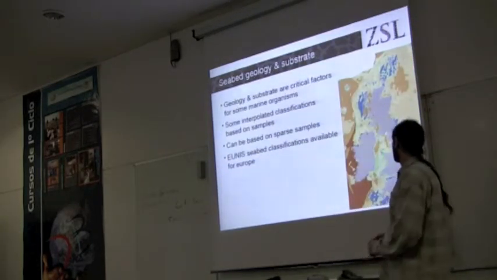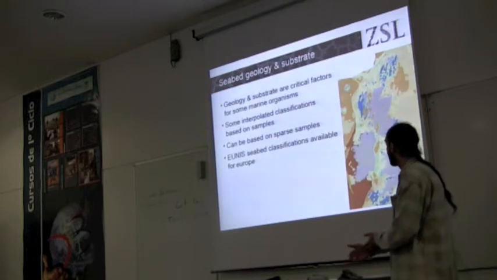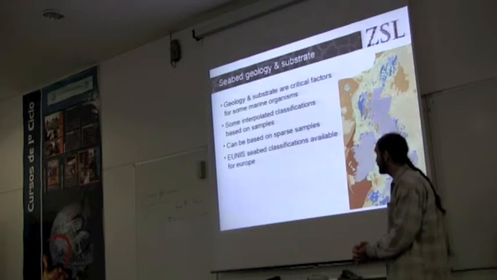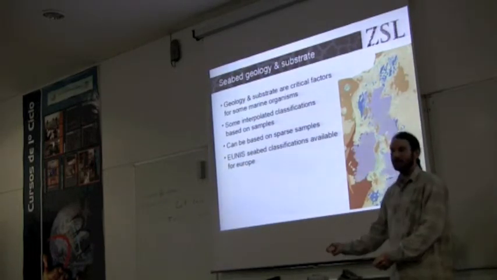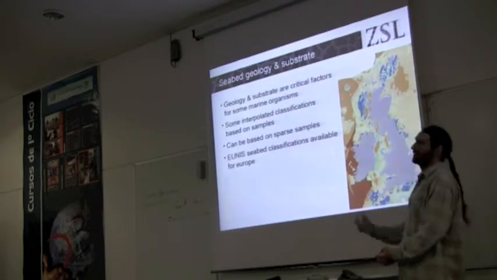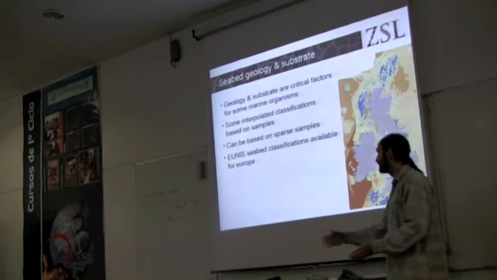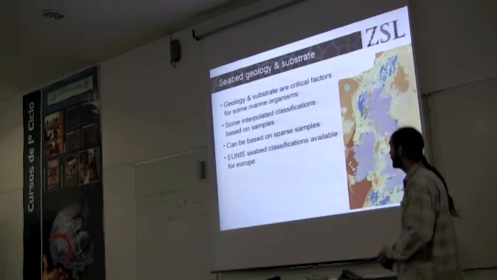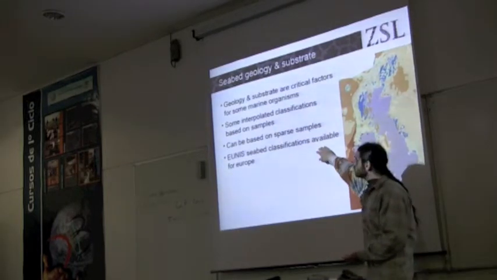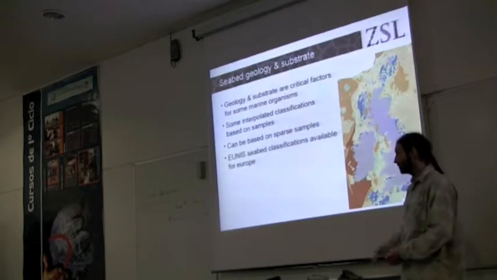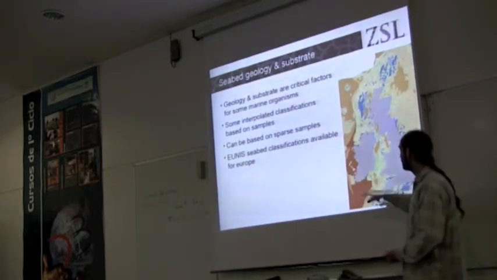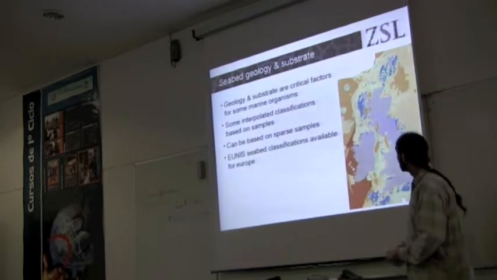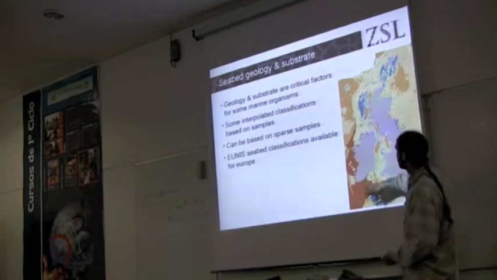Another thing that's important is the substrate. Again, this sort of data tends to be classification data. So this is rocky seabed, this is soft sediment seabed, and the classification gets a little bit more complicated than that. There's a reasonable classification, depending on who you ask, for European waters based on the EUNIS project. This is the classification around the UK.